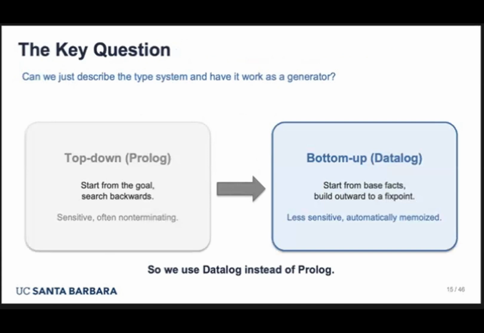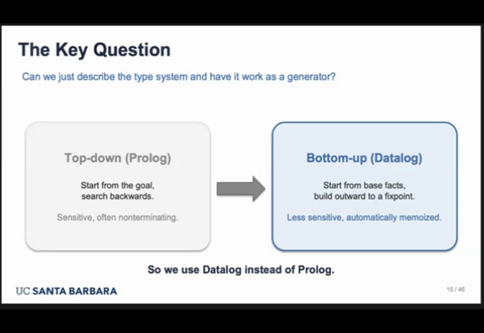So it looks like we're still left with this question. Is it even possible for us to be able to describe the type system of a language simply in a logic programming language and have it work as a generator? And our idea was that we might be able to get closer to this if we flip our approach from using a top-down approach to a bottom-up approach.